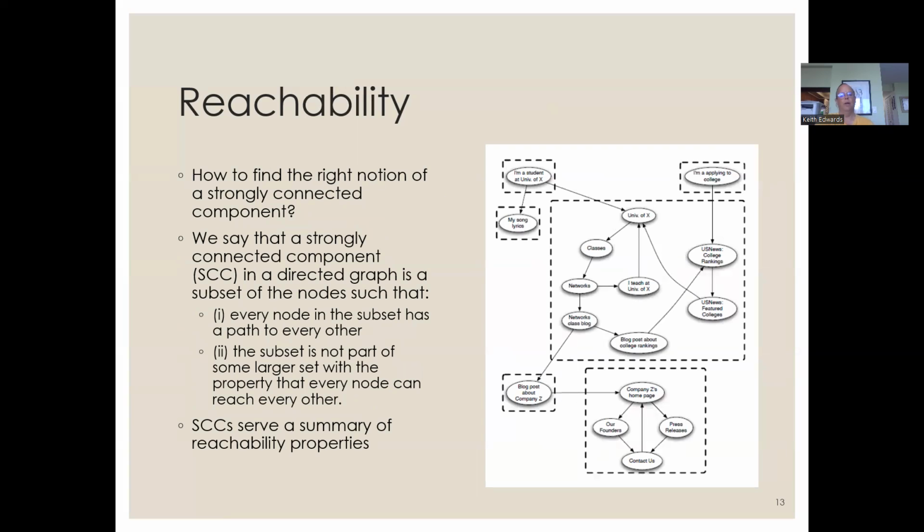So how do we find the right notion of a strongly connected component? We say that a strongly connected component in a directed graph is a subset of nodes such that every node in the subset has a path to every other node. The subset is not part of some larger set with the property that every node can reach each other. And so for our previous graph with the University of X, Company Z, and US News and World Report, here are the strongly connected components for that particular graph.